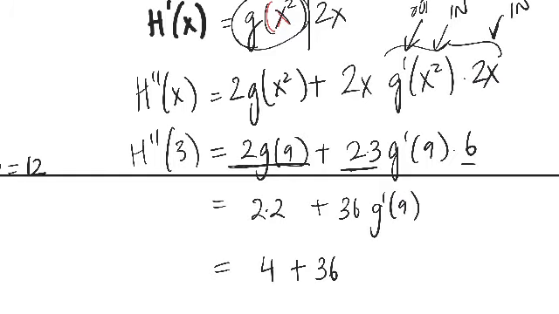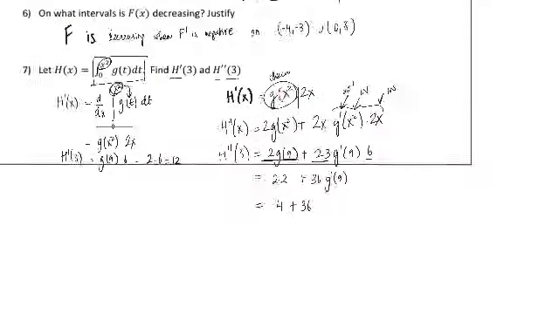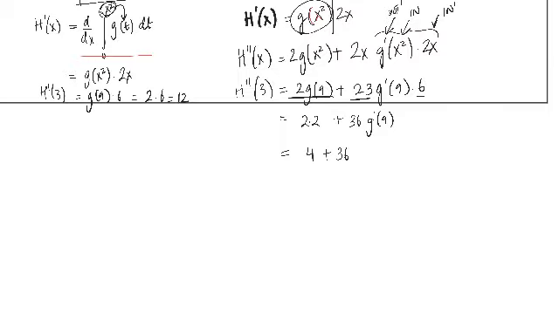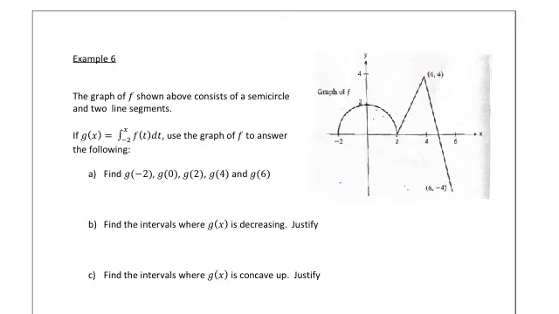So then I have to go to the graph and think, how do I figure out g prime of 9? Well, 9 is here, and luckily g is a line here, right? So g prime is just the slope of that line. So g prime of 9 is equal to 4, rise of 4, run of 2. G prime of 9 is 2. So this answer here will be 36 times 2. 72 plus 4 is 76 for our h double prime.